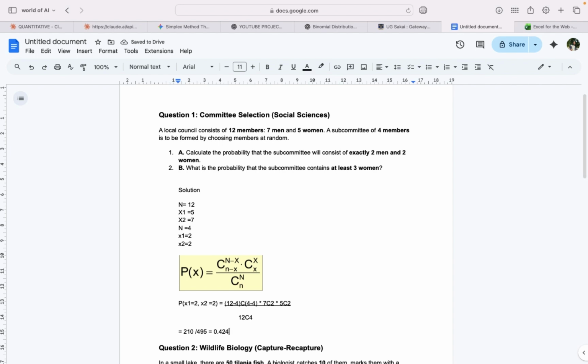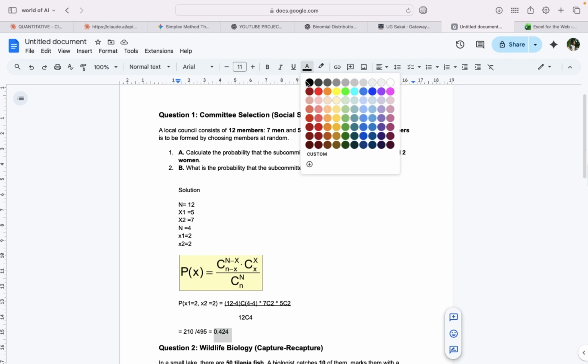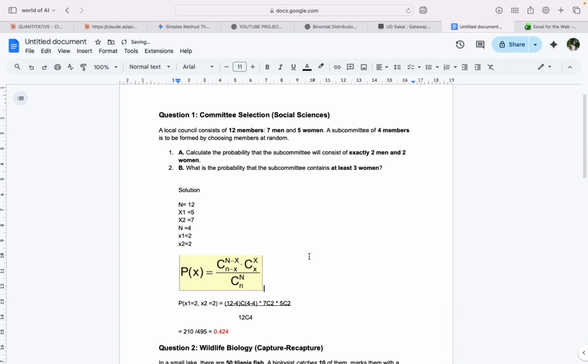so this is the probability that exactly 2 men and 2 women, that is, the probability that the subcommittee will consist of 2 men and 2 women. So 0.424 will be the probability that exactly 2 men and 2 women will make up the subcommittee. So that's for A. So we must solve for B.